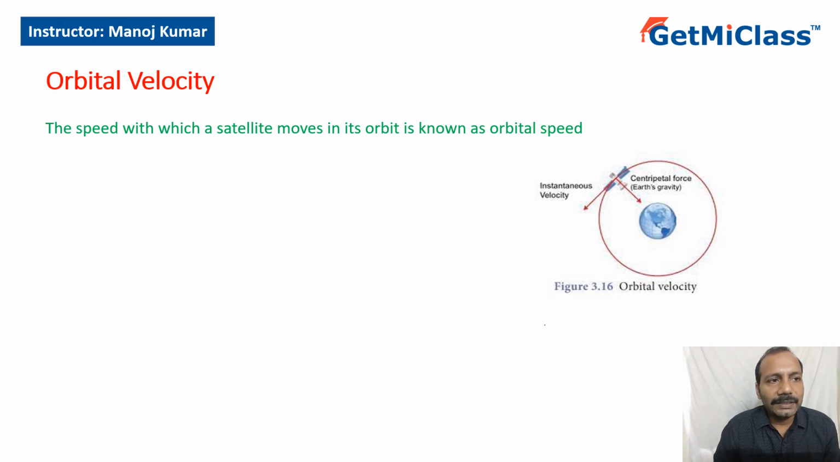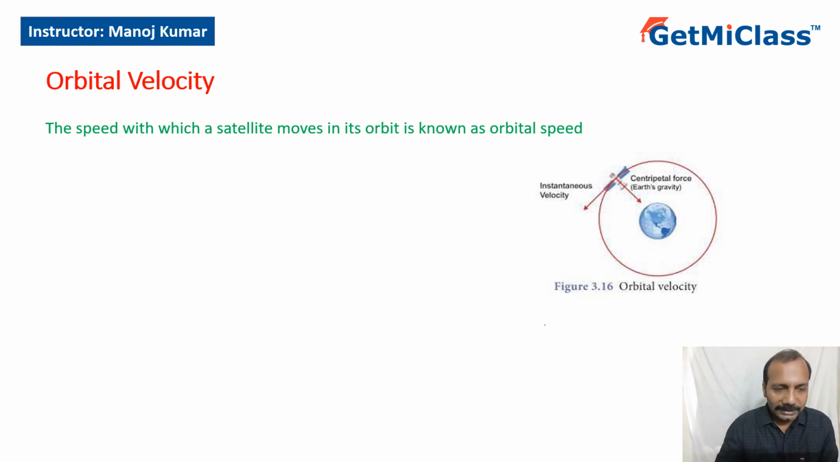The speed with which a satellite moves in its orbit is known as orbital velocity. So orbital velocity is what? It is the speed with which a satellite moves in its orbit around Earth. Now it need not always be a satellite. It can be a natural or, let's say, an artificial satellite.